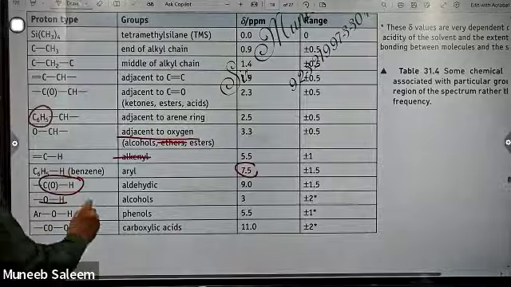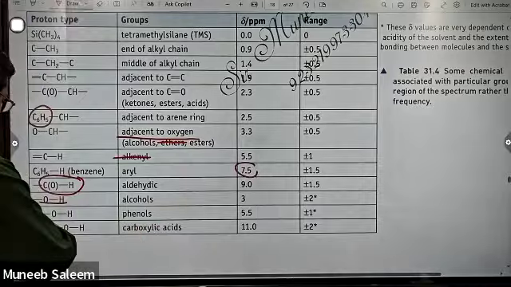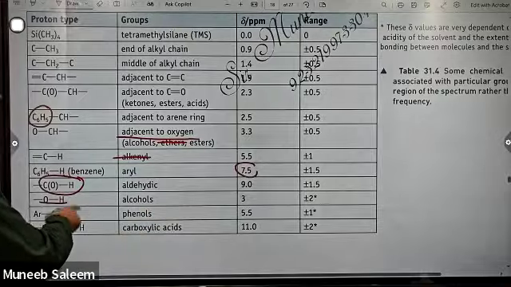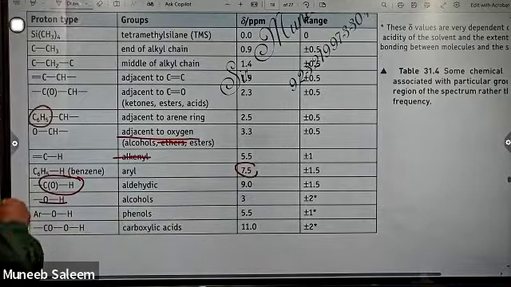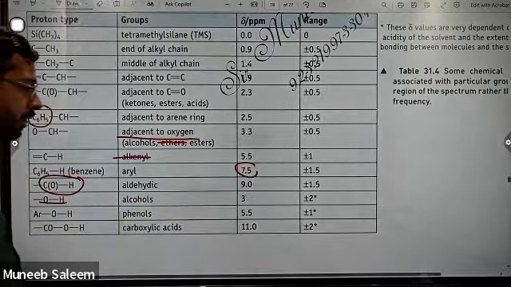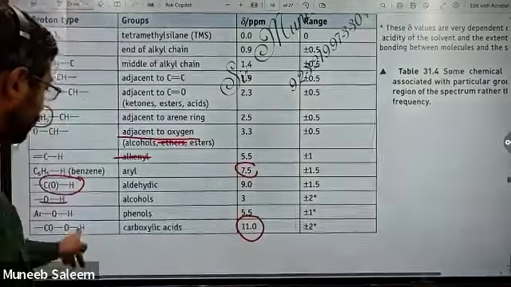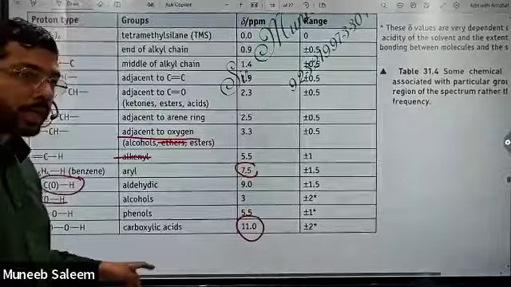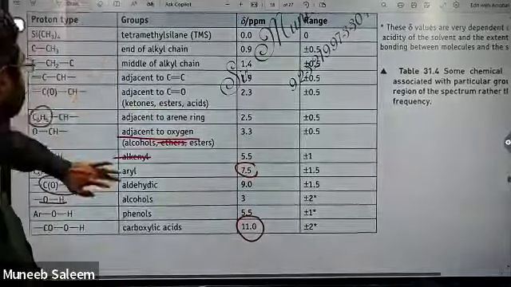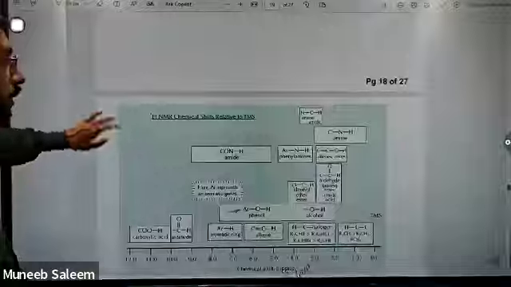The hydrogen part of the hydroxyl group is this value. The hydrogen of the phenol has this value, and the hydrogen of the carboxylic group has this value. This has the highest value, 11, because it is attached to the most electronegative group. So you will need to use these values.